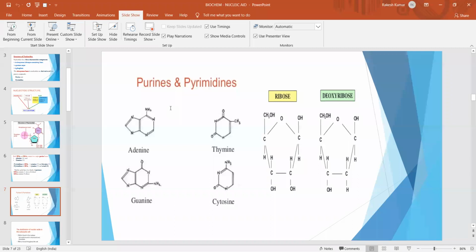Here you can see the basic structure of purines, that is adenine and guanine, and this is the structure of pyrimidines, that is thymine and cytosine, and this is the basic structure of ribose and deoxyribose, where oxygen is removed from C2. So this is known as 2-deoxyribose, and this is an important part of DNA.